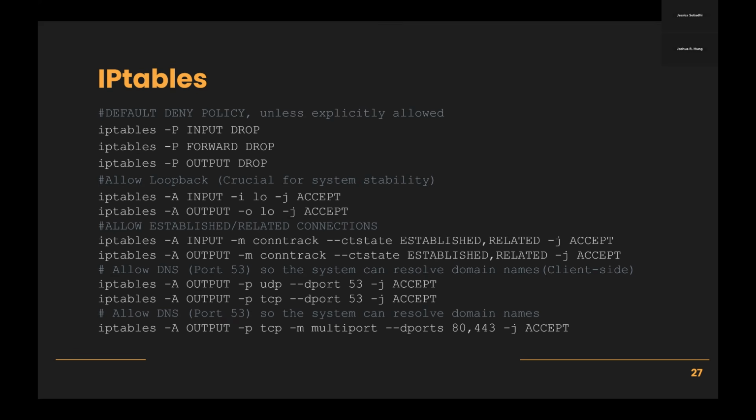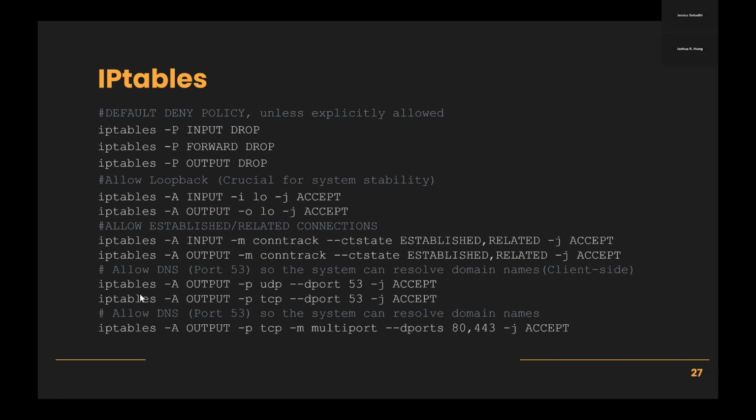Yeah, established related basically means the connection. So let's say your machine is sending a DNS request to the server, right? But then you're not accepting incoming connections on port 53. You will actually be able to receive that. So if you're sending a DNS request, you will be able to receive some sort of response back, even though you're not allowing inbound connections on port 53, because the connection is already established and related, right?